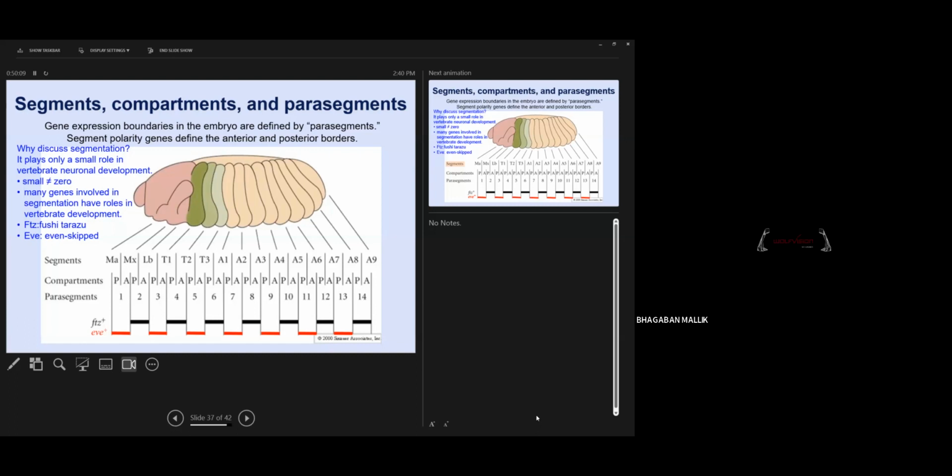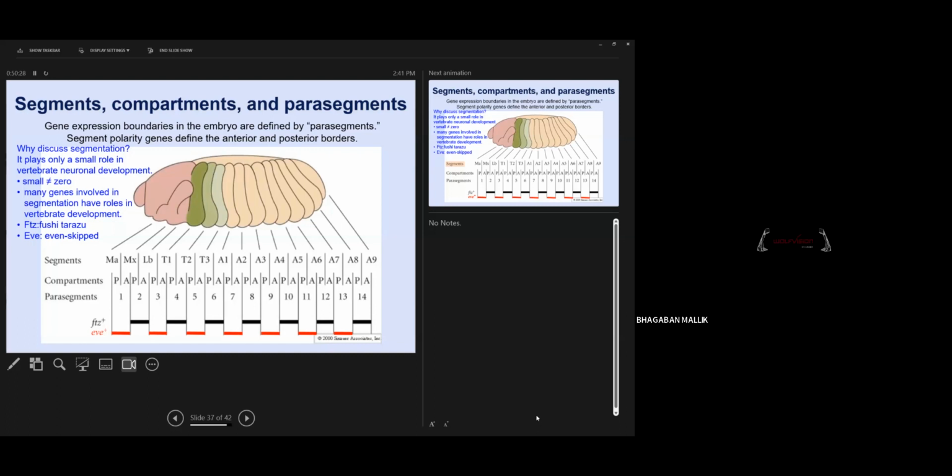In the head, you have the labrum, the maxillary segments, and the labial segment. In the thorax, you have T1, T2, and T3 segments. In the abdomen, you have again A1, A2, up to A9 segments.